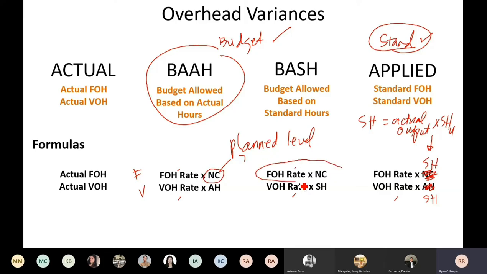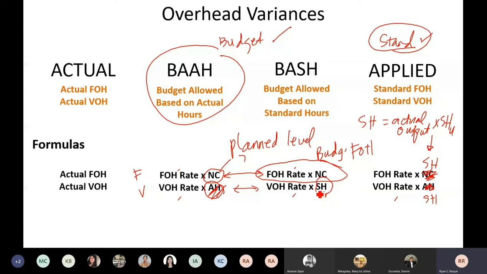And we call this part na budgeted fixed overhead. Sometimes ang tanong lang sa exam, how much is the budgeted fixed overhead? Simply multiply the fixed overhead rate ng standard times the normal capacity. Kung mapapansin niyo po, magkamukha lang silang dalawa. Okay? Saan ang pinagkaiba nila? BAA, BASH, actual hours, standard hours, and the portion ng variable. Pero magkamukha sana yung BAA and BASH except for itong part na to.